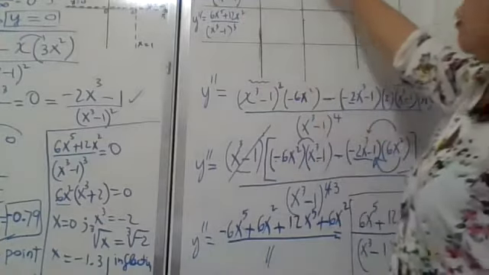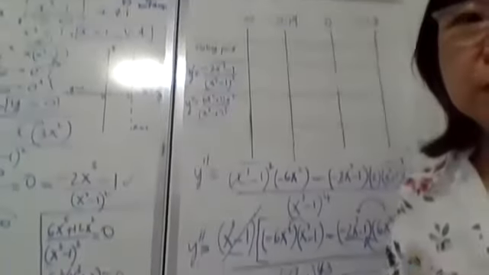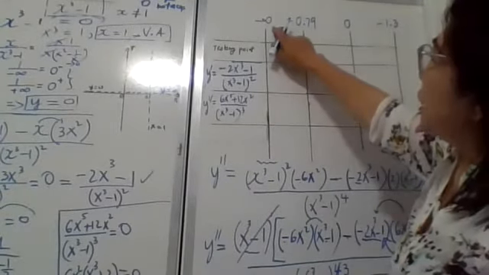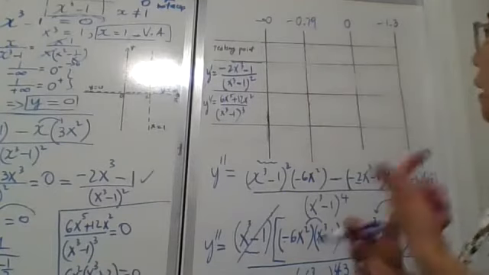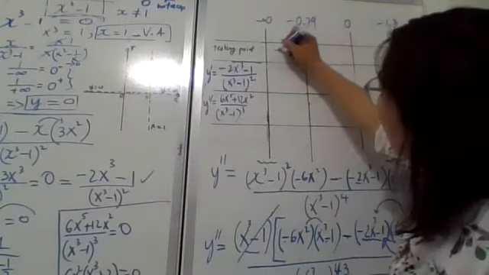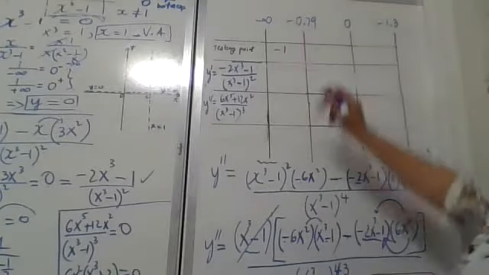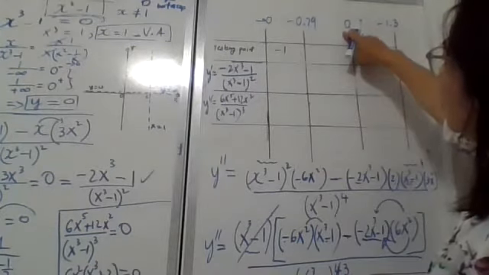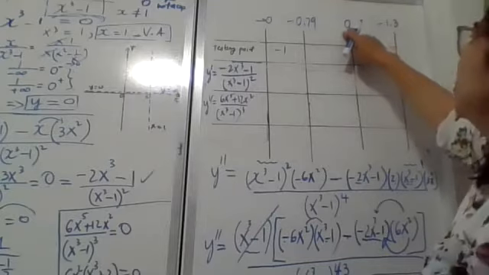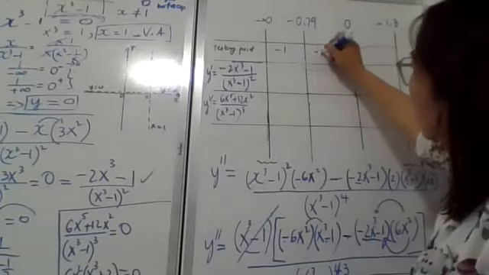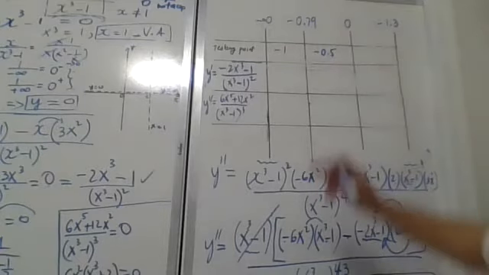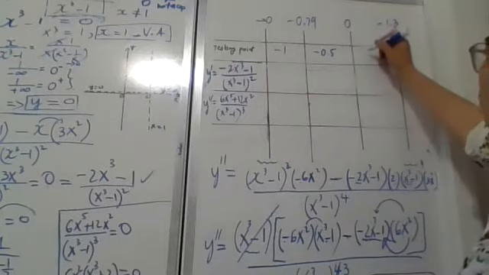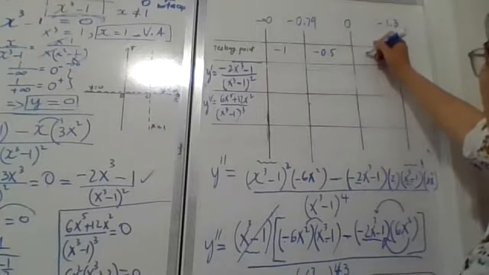Okay, so now let's choose the testing point. So let's look back here. Now let's choose the testing point. Between negative infinity and negative 0.79, our testing point will be minus 1, okay? Between this and this, our testing point, we can choose minus 0.5, right? Our testing point between this interval 0 to minus 1.3, we can choose our testing point as what?